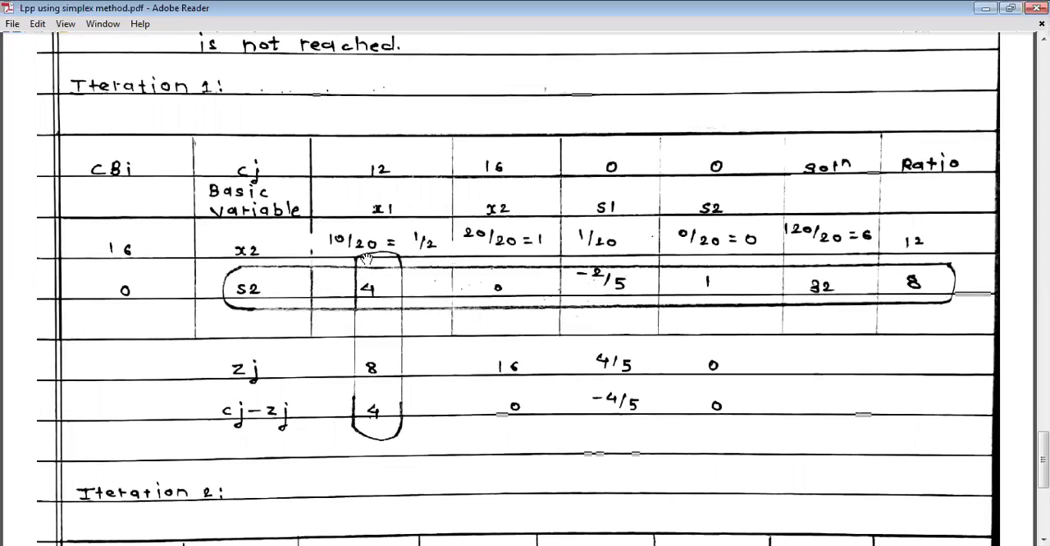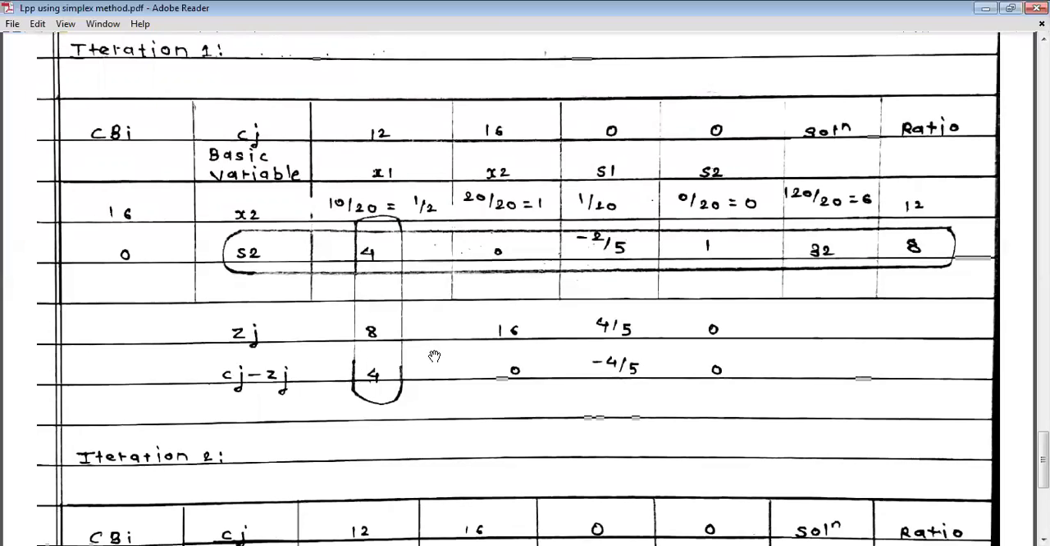Now again you have to calculate the ratio after you get this key column. You can see your solution is 6 here. 6 divided by 1 by 2 will give you 12, and 32 divided by 4 will be 8. So in this, the least positive value is 8. So this becomes the key row, this becomes the key column, and this becomes the key element.